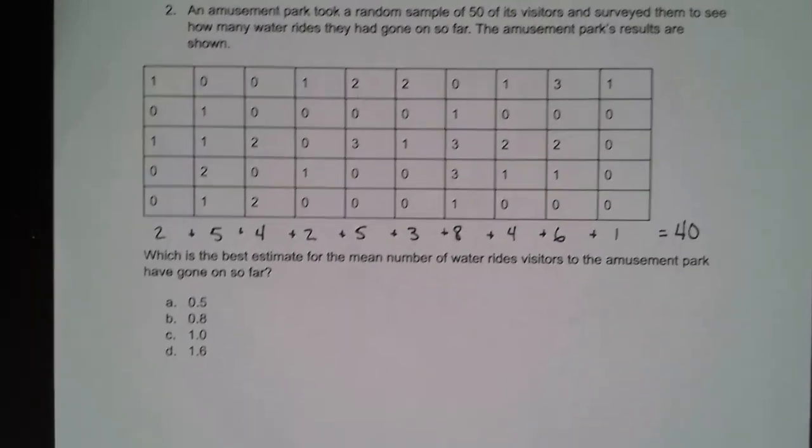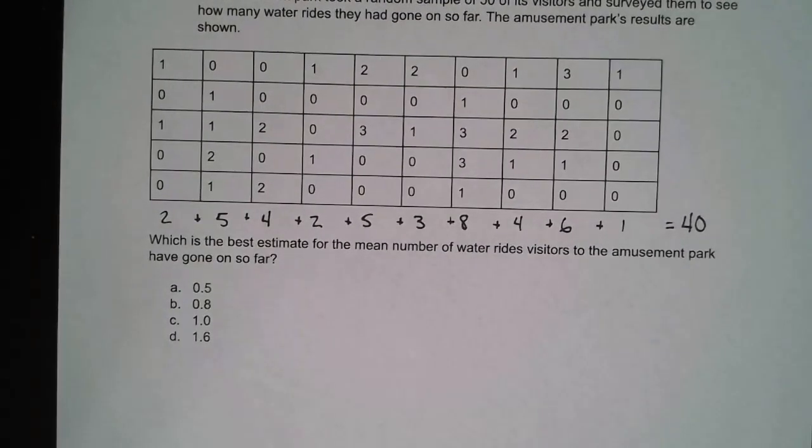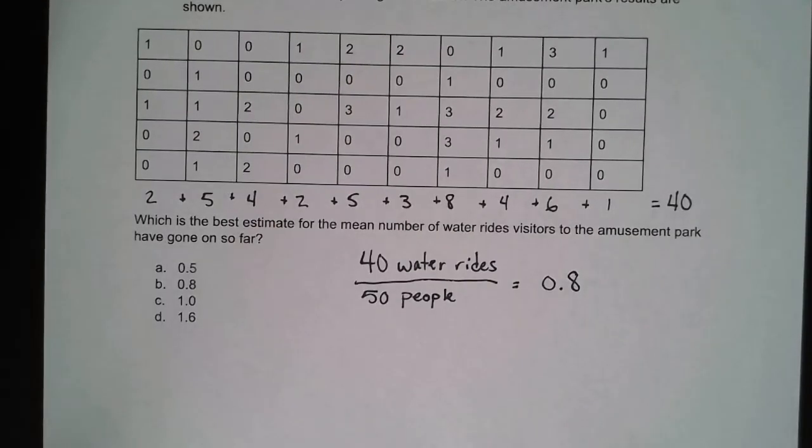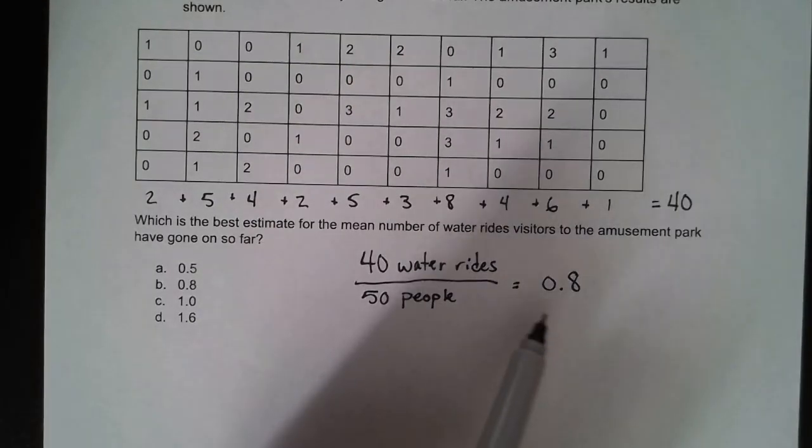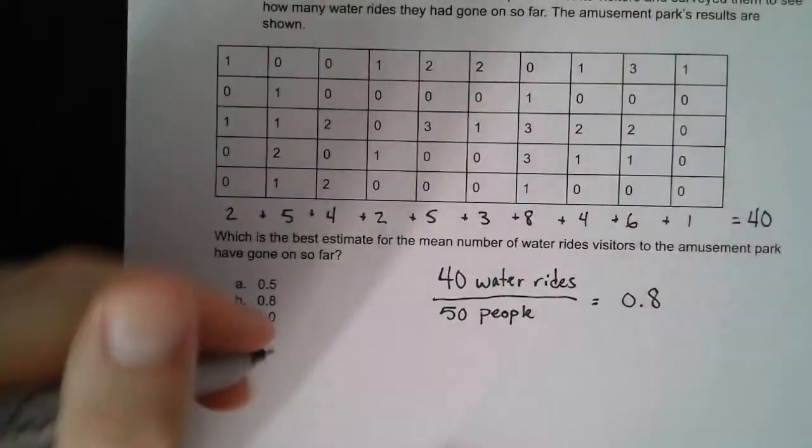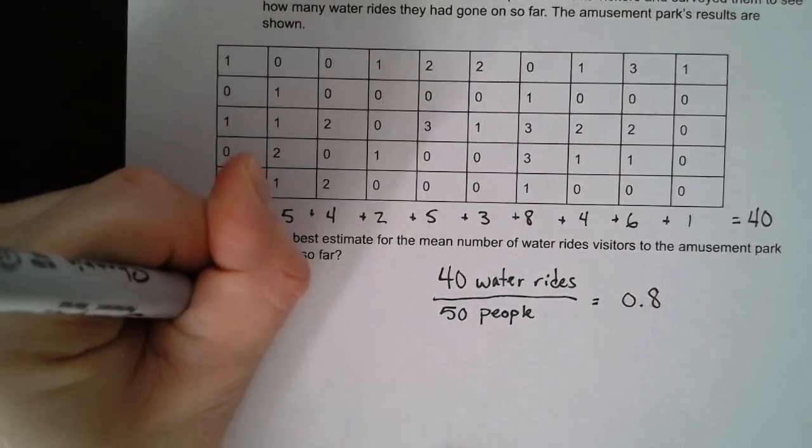So next we want to take that 40 and divide that by 50, because there are 50 people in this sample size. And I got exactly 0.8 when I did that. So that would be answer B.